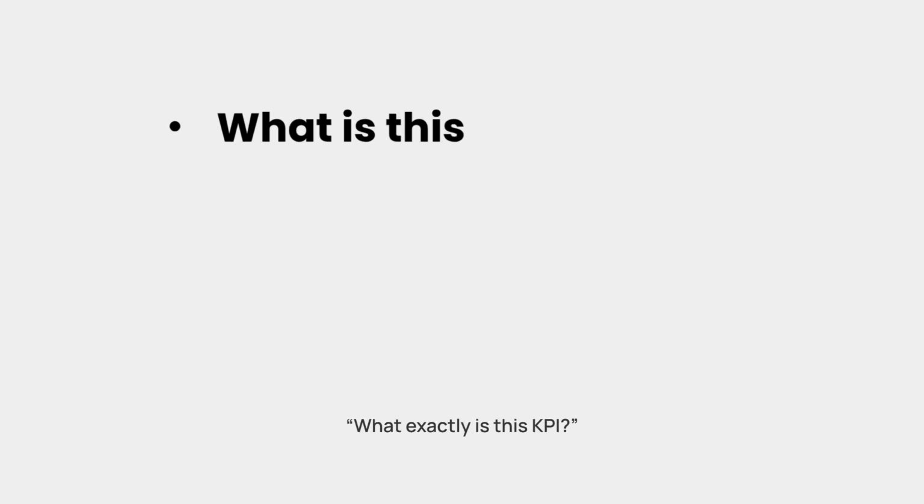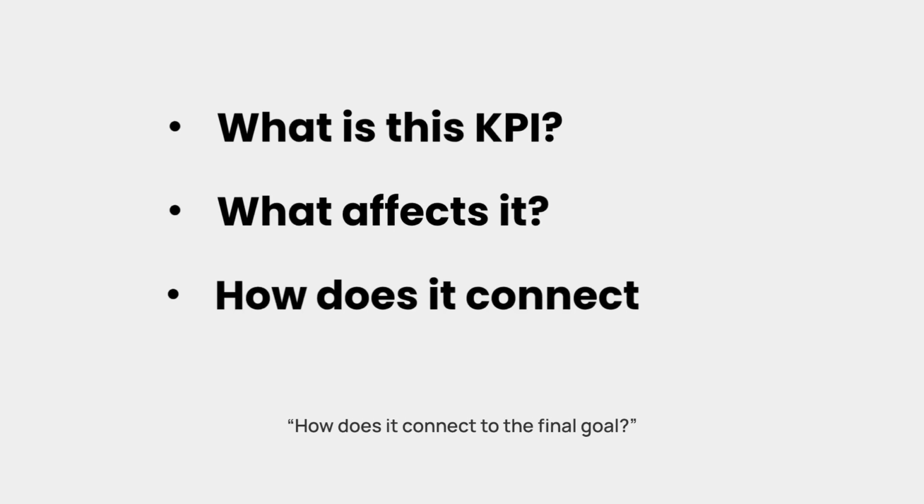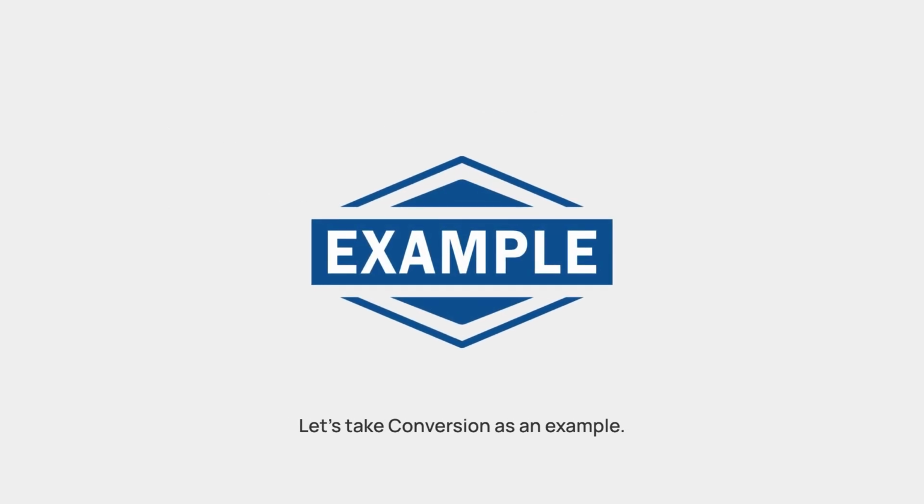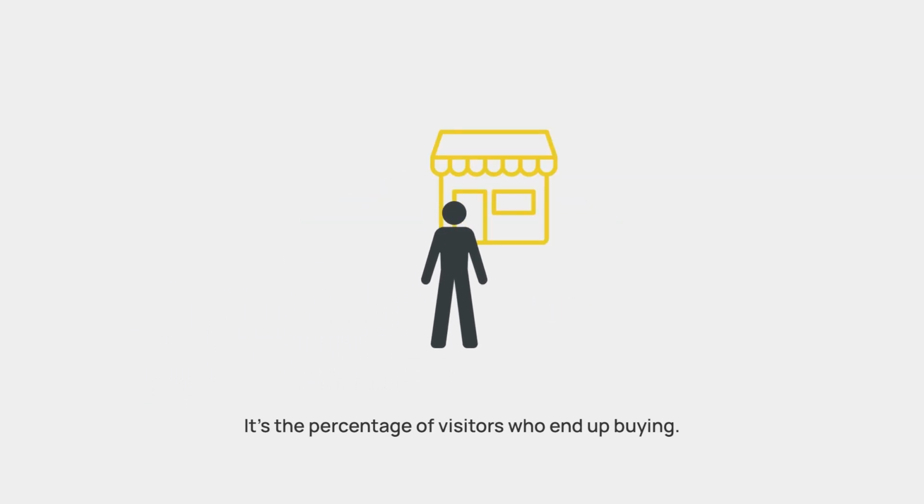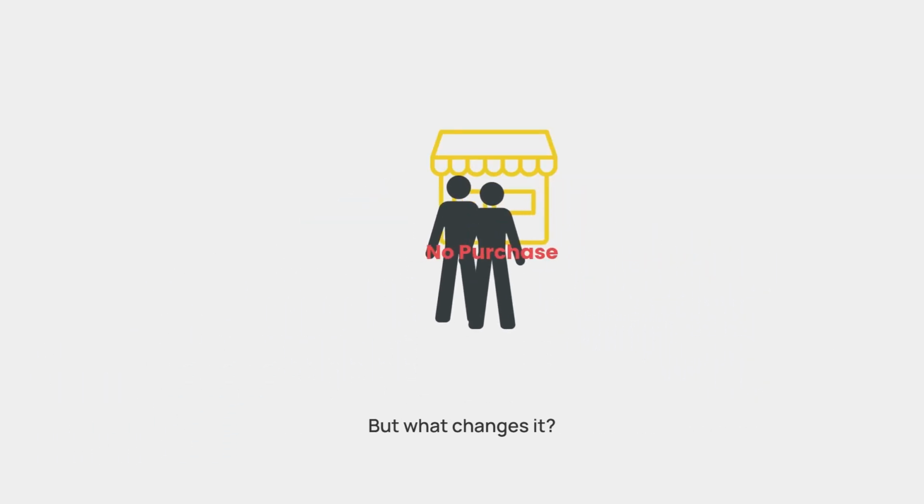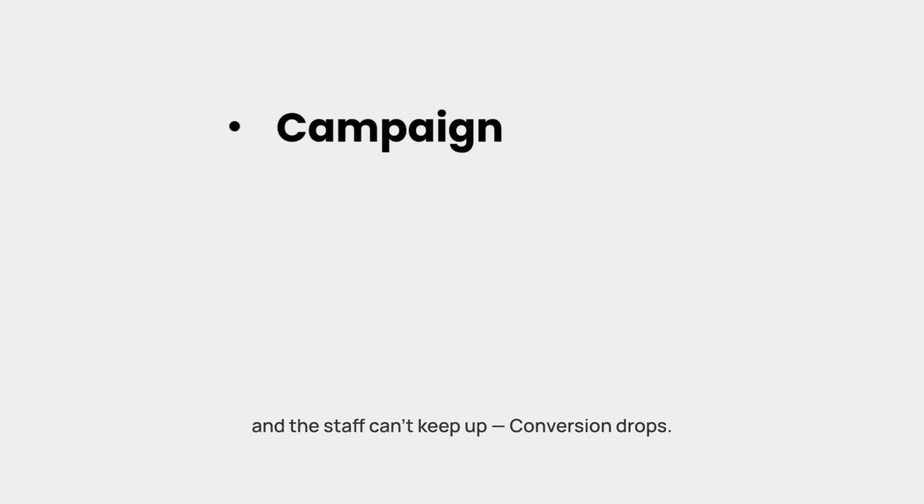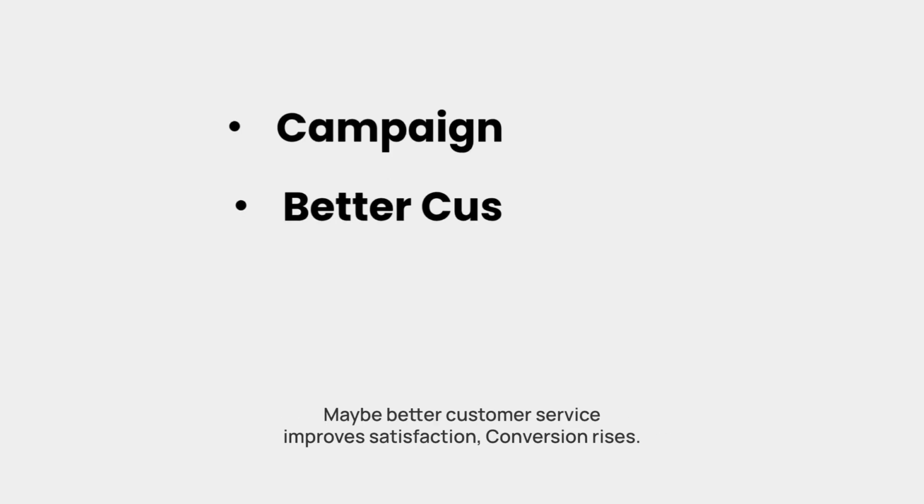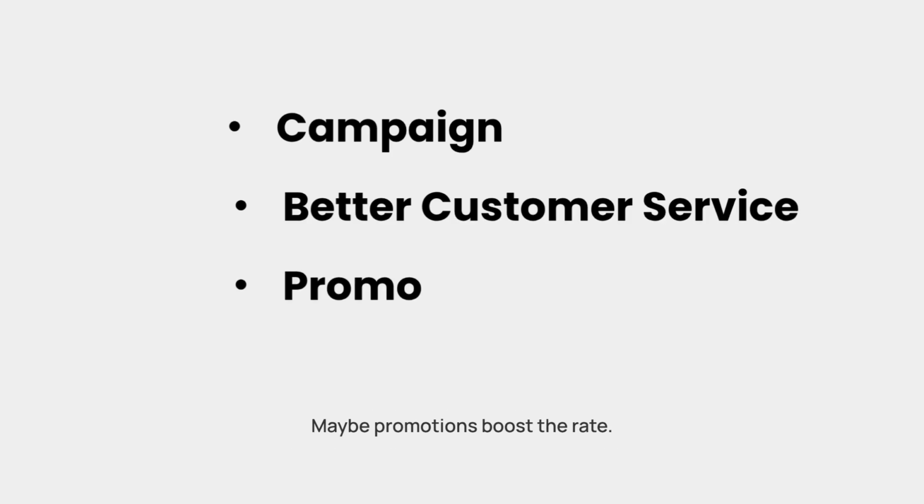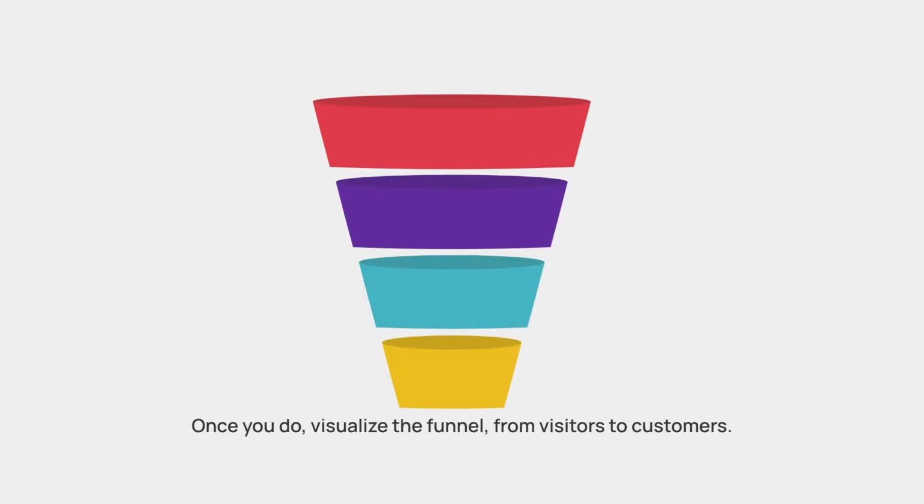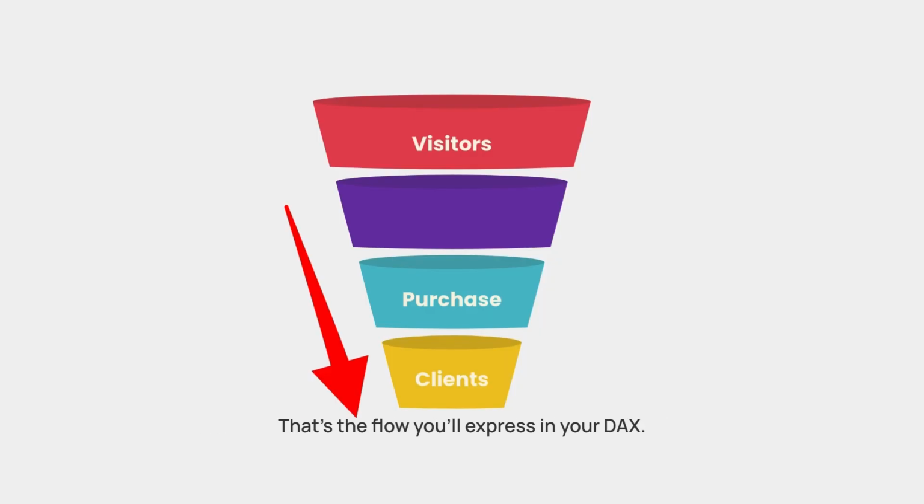Before writing any DAX, stop and ask, what exactly is this KPI? What affects it? How does it connect to the final goal? Let's take conversion as an example. It's the percentage of visitors who end up buying, but what changes it? Maybe a campaign brings in too many visitors and the staff can't keep up. Conversion drops. Maybe better customer service improves satisfaction, conversion rises. Maybe promotions boost the rate. List all these factors. That's how you really understand your KPI. Once you do, visualize the funnel from visitors to customers. That's the flow you'll express in your DAX.